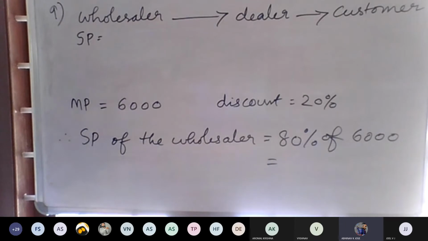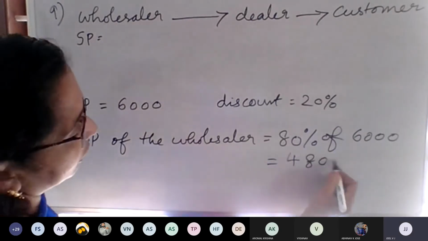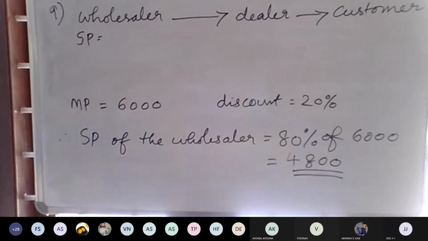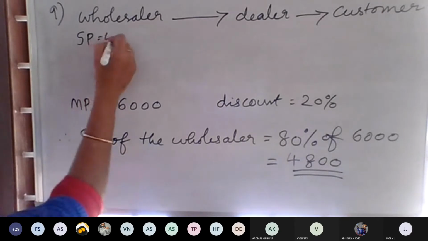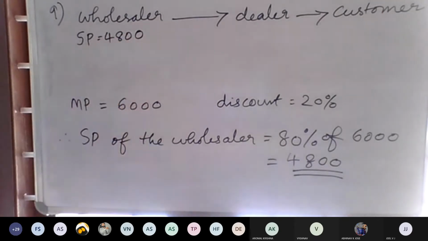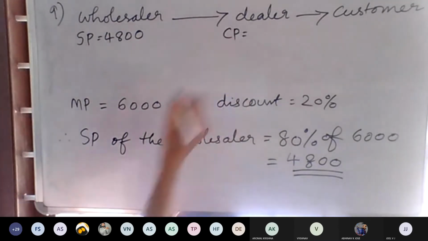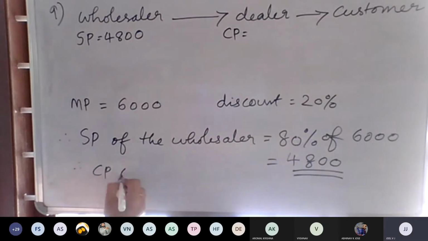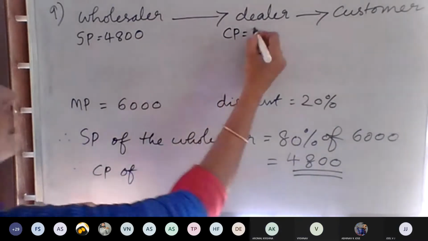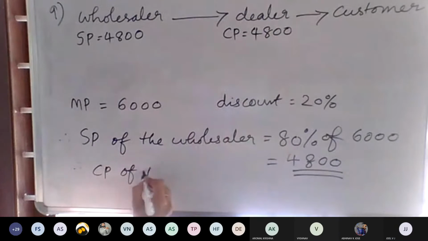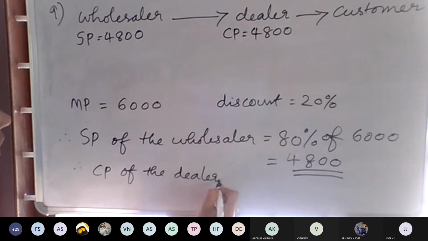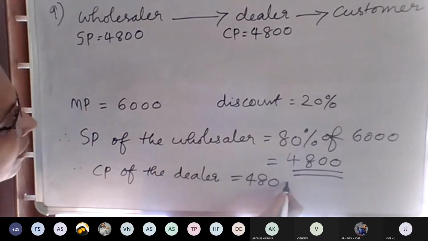80%. Who will answer? 80 by 100 into 6,000. Final answer: 4,800. Okay. Selling price of the wholesaler, we got it as 4,800. So here, for our convenience, we write SP is equal to 4,800. So what will be the CP of the dealer? Therefore, 4,800 itself. CP of the dealer is equal to 4,800.